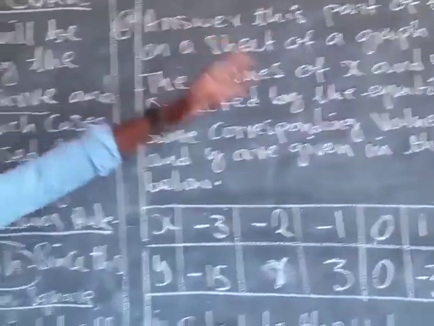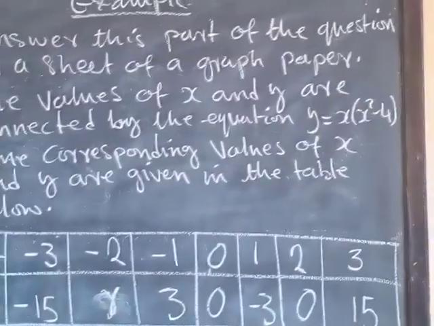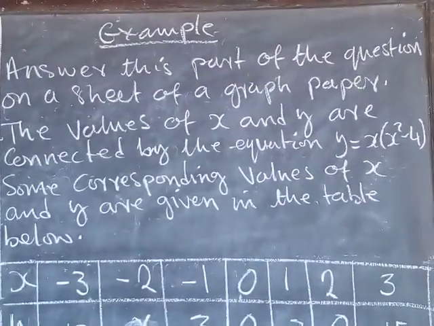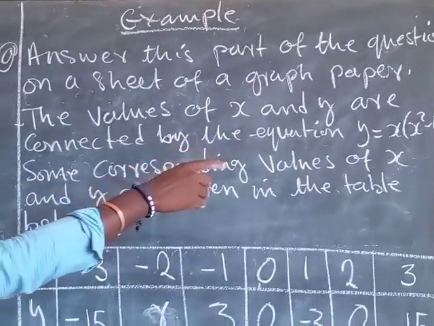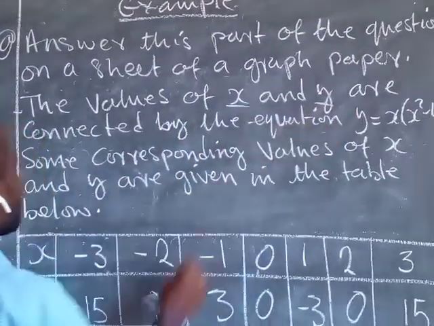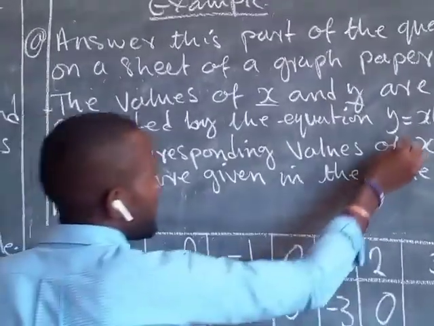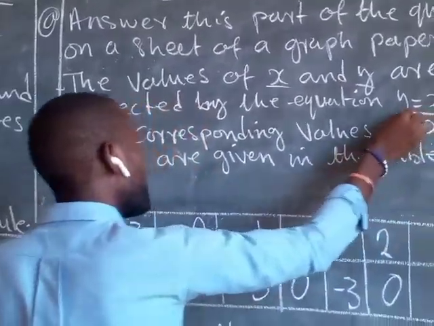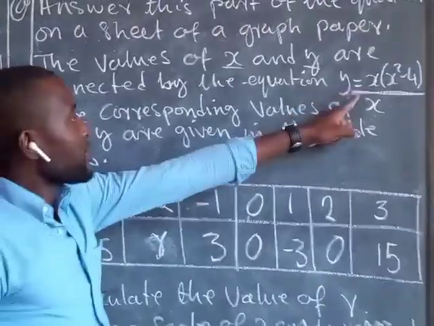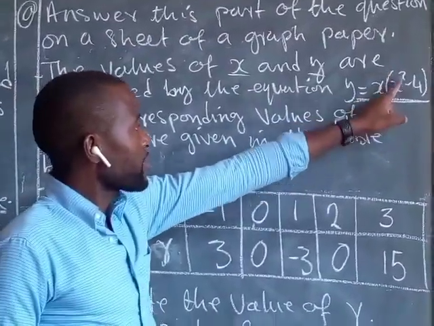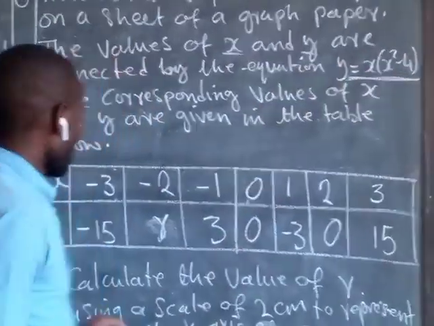So let's look at the first example. Answer this question: enter this part of the question on a sheet of graph paper. The values of x and y are connected by the equation. This equation is very, very important. Don't ignore it. y is equal to x, open bracket, x squared minus 4, close brackets.